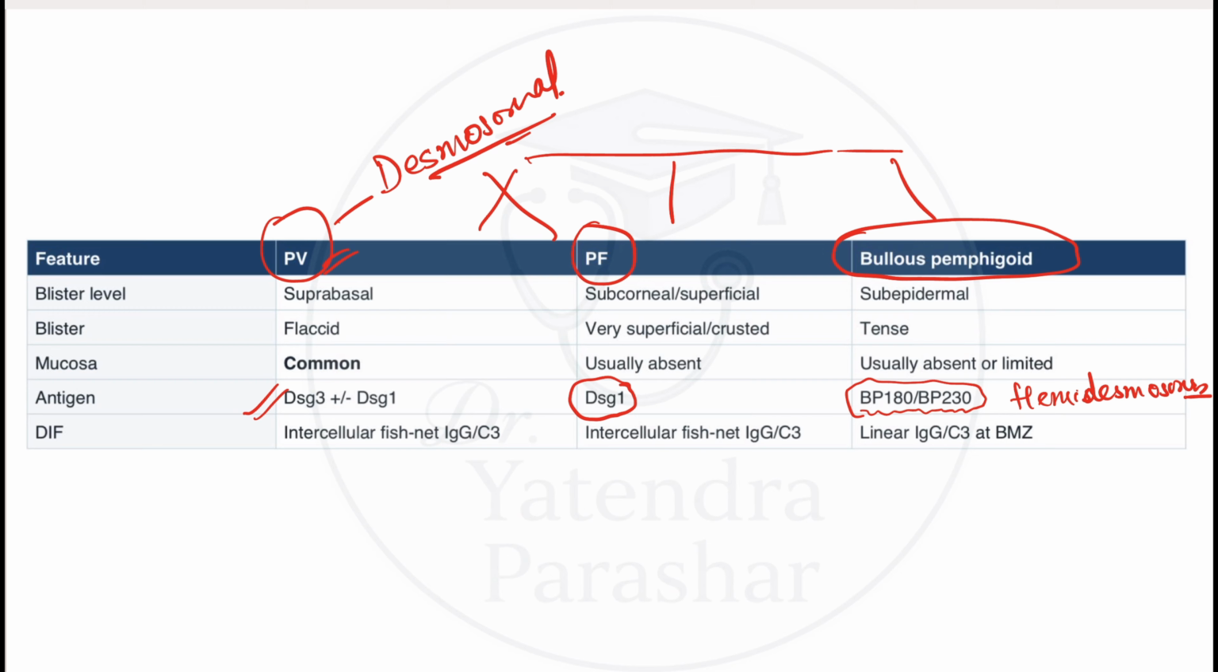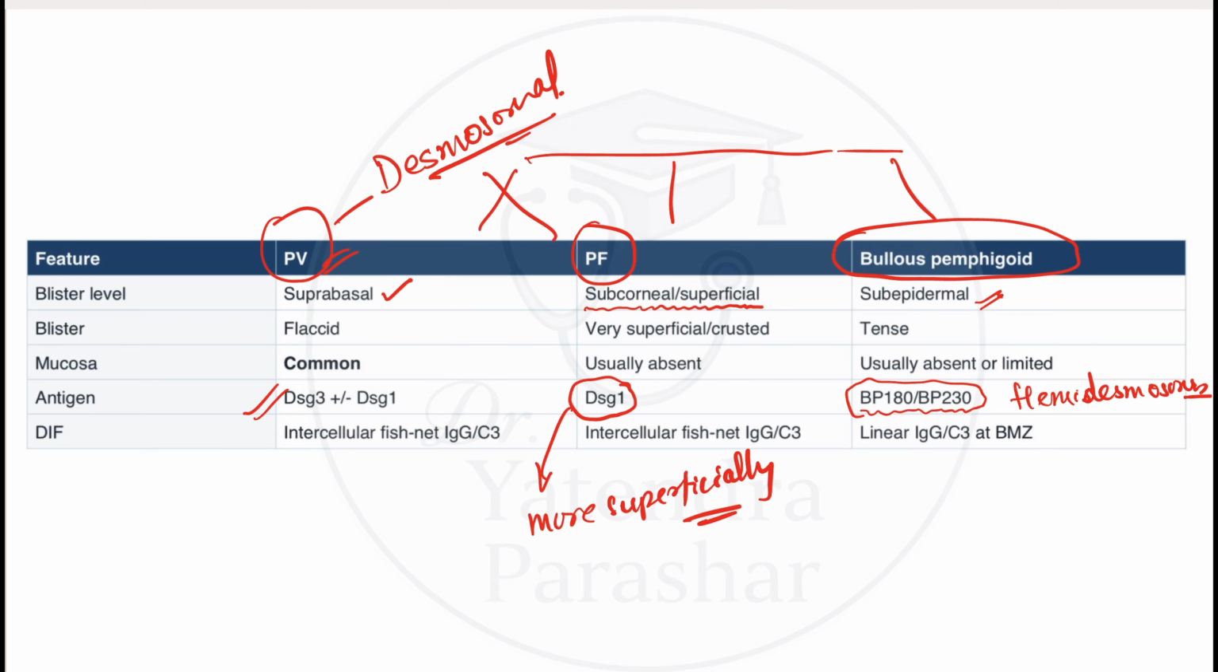And the blisters in cases of pemphigus vulgaris are suprabasal, and in cases of pemphigus foliaceus they are more superficial because the DSG1 is located more superficially in the epidermis. So the blisters are very superficial, that is in the subcorneal layer. And in cases of bullous pemphigoid, hemidesmosomes are seen at the epidermal dermal junction. So the blisters are formed at the subepidermal layer.